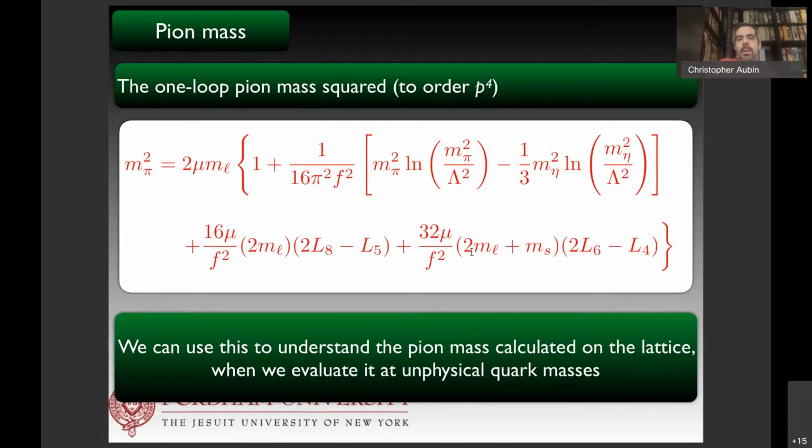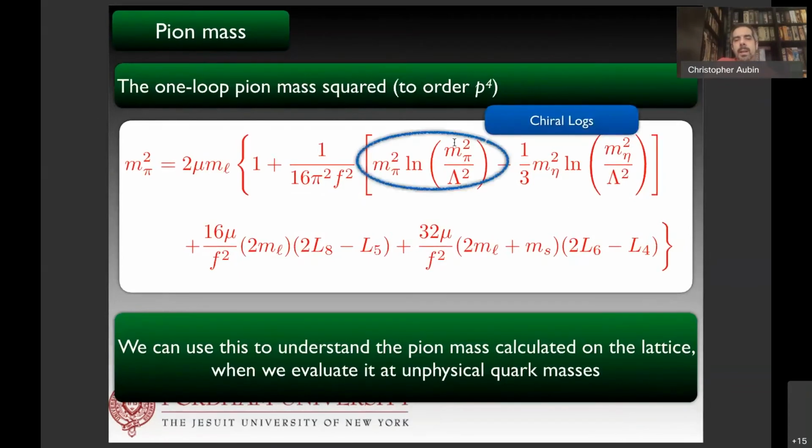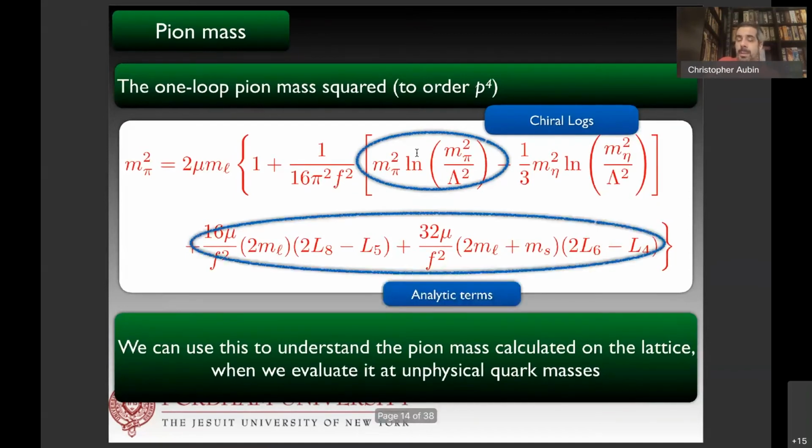Now, just a couple of terms here, and I should have circled both of these. Whenever you see a term that looks like m squared log m squared, that's what we call a chiral logarithm. And the reason it's called that is because the log part wants to diverge as that mass goes to 0, but because of the m squared out front, this whole term does vanish in the chiral limit. When the mass goes to 0, this term will vanish. These terms down here are often referred to just as analytic terms because they don't have logarithms. That's really all it is. Okay.